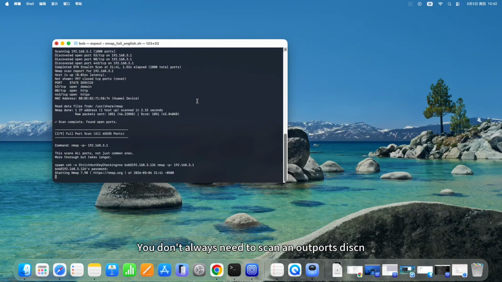You don't always need to scan all ports. To scan specific ports, use Nmap -p followed by port numbers. For example, -p 80,443 scans only web ports. You can also specify ranges like -p 1-1000.